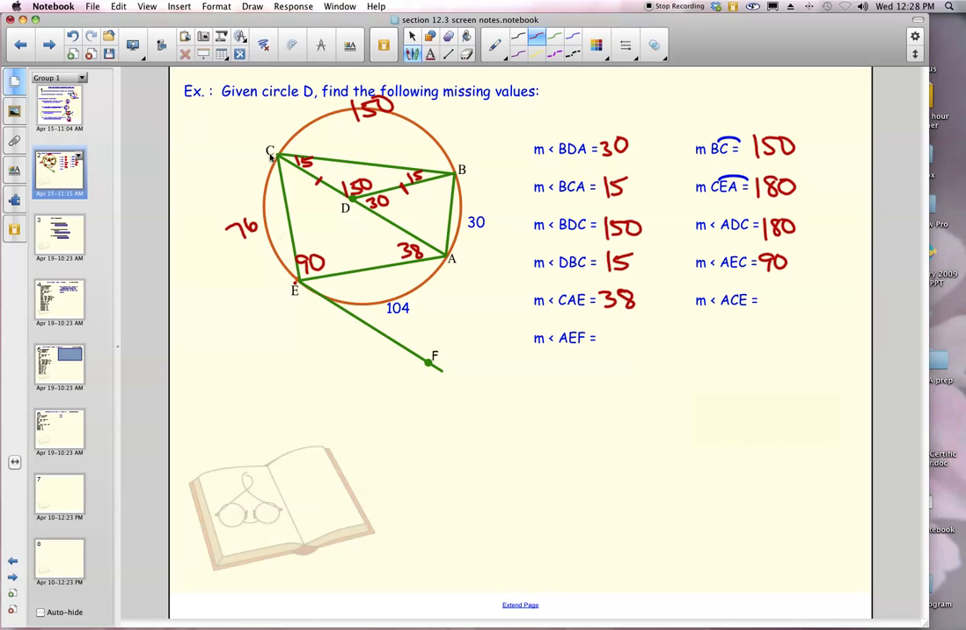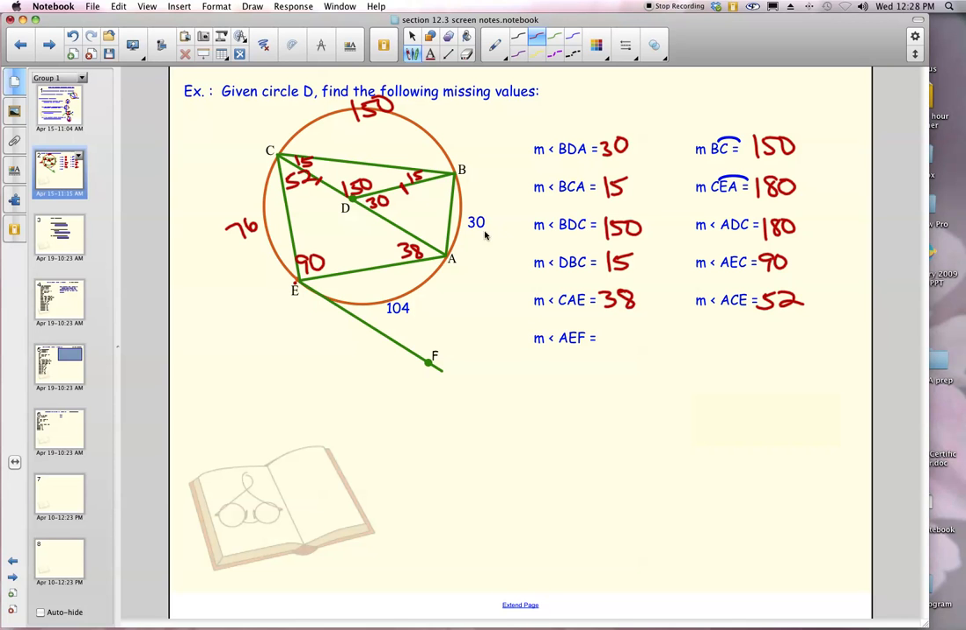Angle ACE, same concept. Three angles add up to 180, or you can take half of it. It's an inscribed angle, so it's half of its arc. So you could take 104 divided by 2, and it would be 52 degrees.